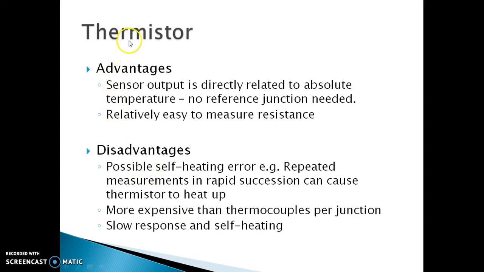Let's look at the advantages and disadvantages of thermistor. The advantage of thermistor transducer is its output is directly a change in resistance which can be taken as it is. We do not have to measure any other or provide any kind of compensation or reference junction as in case of thermocouple. Second advantage is it is relatively easy to measure. A simple potential divider can be used to measure the change in resistance in thermistor.